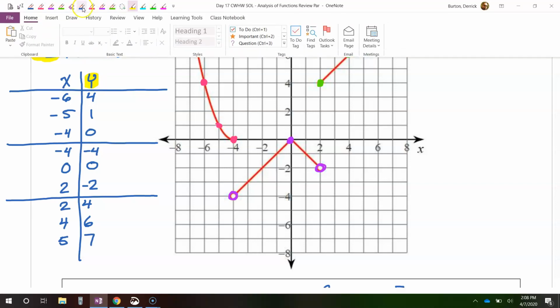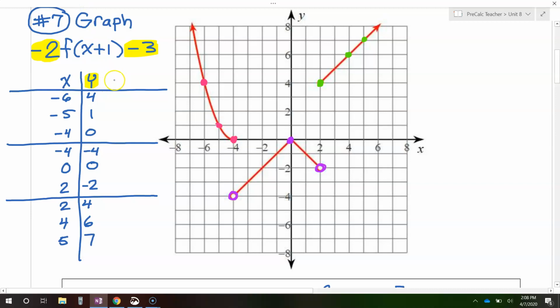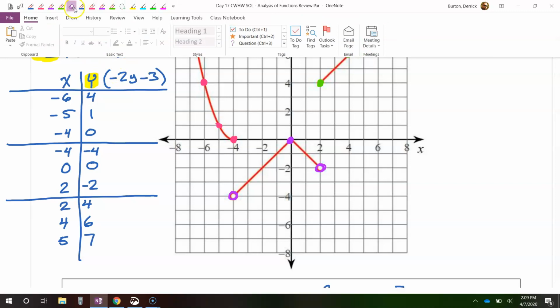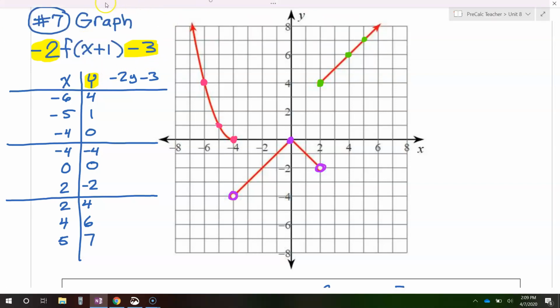That's why the new y values are going to come from -2y minus 3. Okay, that's where the new y values are going to come from, because we're going to do these two transformations. We're going to multiply by -2 and we're going to subtract 3. So that will give us our new y values. In fact, I think I'll just make another column. All right, like this.